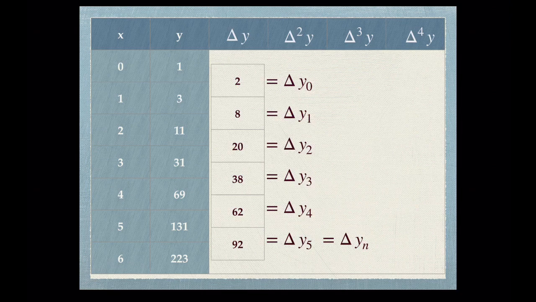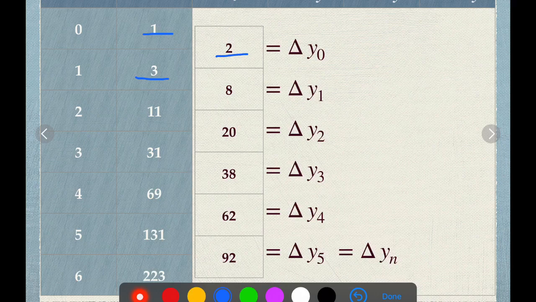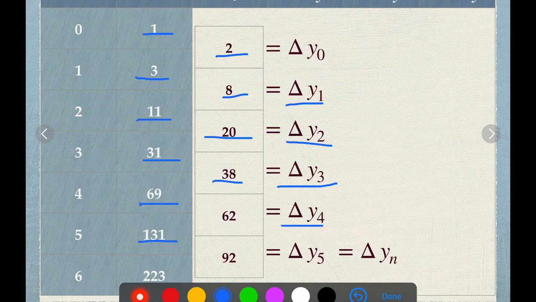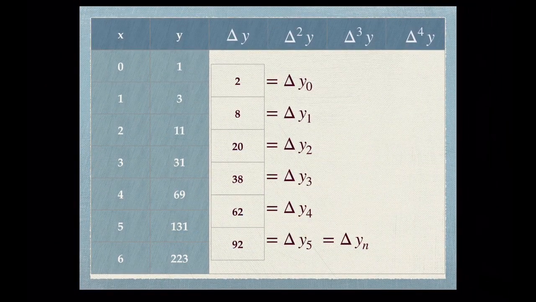To elaborate a little, 3 minus 1, which is 2, gives us delta y naught. 11 minus 3, which is 8, is delta y1. 31 minus 11, which is 20, is delta y2. 69 minus 31, which is 38, is delta y3. 131 minus 69, which is 62, is delta y4. And finally, 223 minus 131, which is 92, is delta y5, or it can also be written as delta yn. Right? Okay?